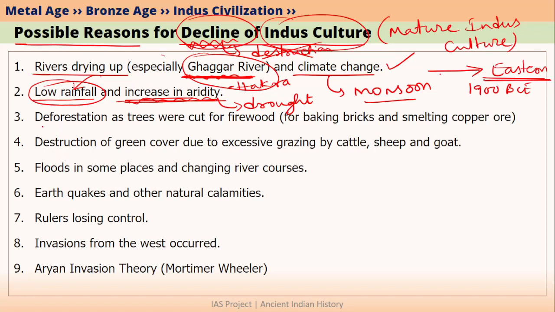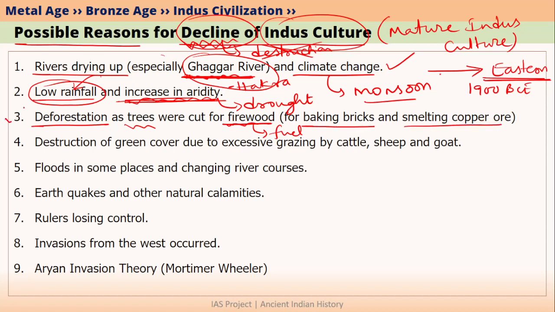Another important reason was deforestation. Deforestation simply means cutting off trees in the forest. Why were trees being cut? Because Indus people needed firewood. They used firewood mainly as fuel. And why did they use this firewood? Mainly for baking bricks as well as for smelting copper ore.